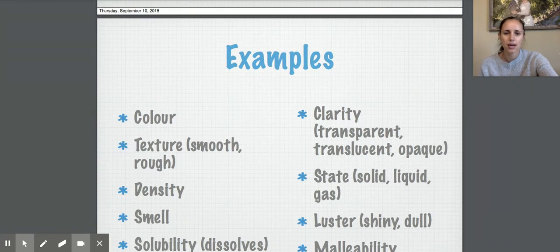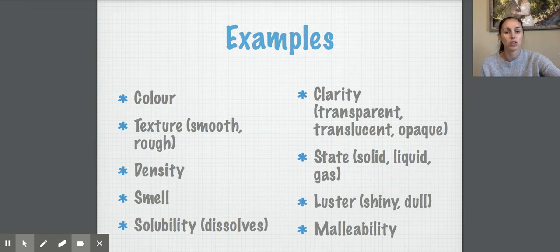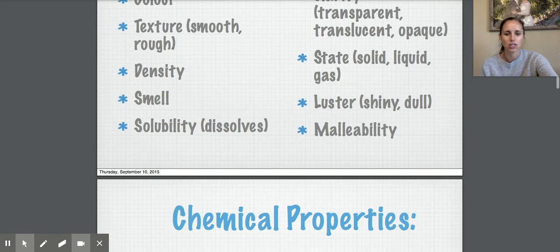So remember, these are describing words that you want to use to describe your reactants before you do a chemical reaction. So you might describe the color, texture, density, smell, solubility, that's whether or not it dissolves in water. You might describe the clarity, opaque being you can't see through it at all, transparent being you can totally see through it, and translucent is you can kind of see through it, but not a clear image. State is a great example of a physical property. So is it a solid, liquid, or a gas? Luster is how shiny or dull something is. And malleability is the ability to actually be hammered out into sheets.